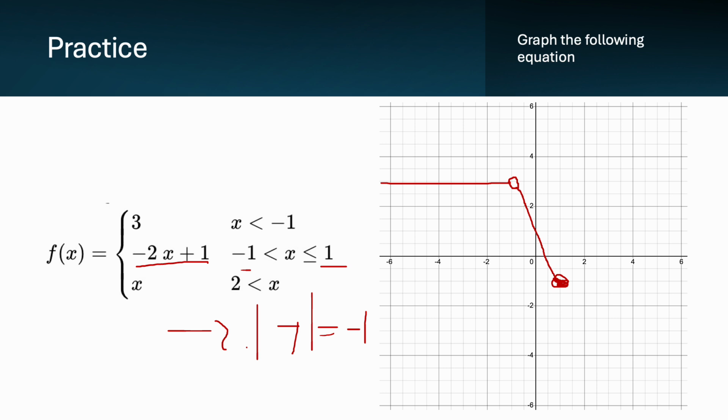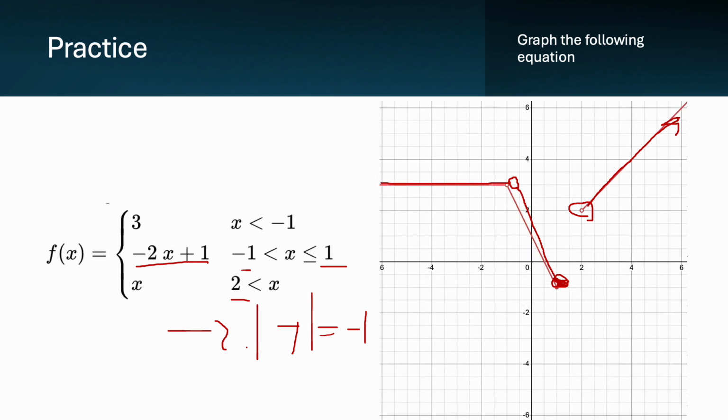And then what's our third bit? Our third bit is x more than 2. So we're going to have an open hole at 2, and it's going to be x. So that's going to be like this. All right, and let's double check that. Yeah, so you can see our graph is a bit poor because I'm drawing, but it's correct. All right. Bye.